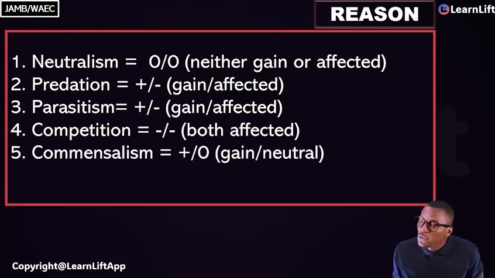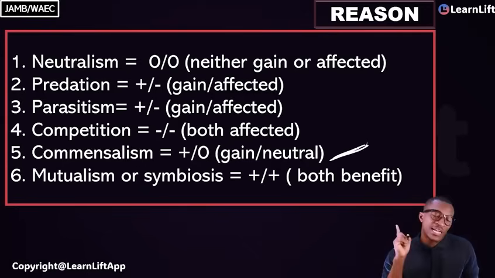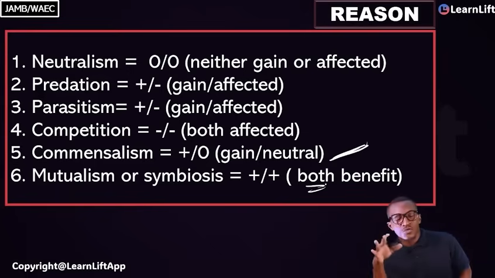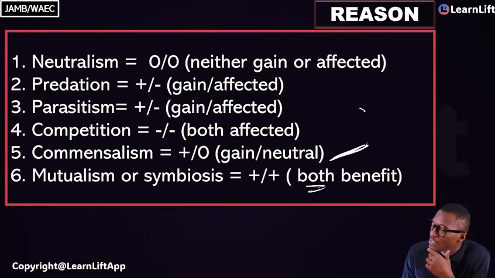And number 5, we have your commensalism. Positive 0, where one gains. And this is the constant one they majorly ask. And number 6 is your mutualism or symbiosis. Both of them are gaining. Are you seeing that? There's a type here we want to talk about later. Quickly, there's another one called allelopathy.